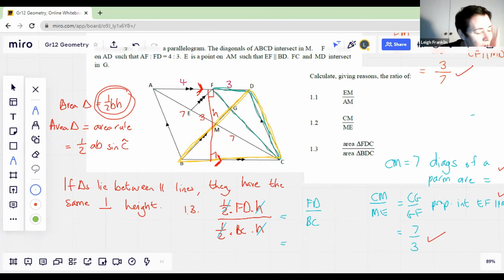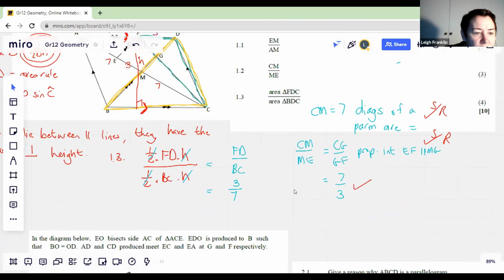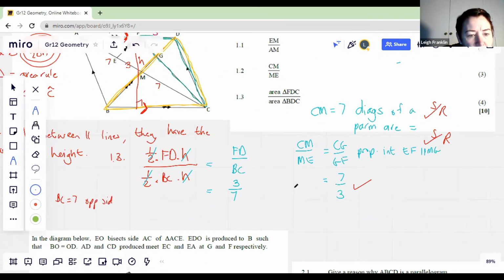Oh, yes, they did. All right, so now, do we know what FD is? Yes, well, we know that FD is 3. They told us that in the beginning. So we can now go and substitute. And do we know what BC is? Yes, indeed. BC is 7. Why is BC 7? Because it's a parallelogram, exactly. All right. So the opposite sides of a parallelogram are equal. All right. So let's just dot the I's and cross the T's. I'm going to add that in. BC equals 7. Opposite sides of parallelogram are equal. Okay, I hope everybody can see my scribble.